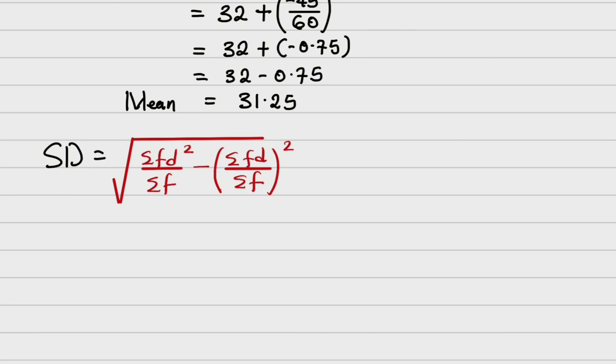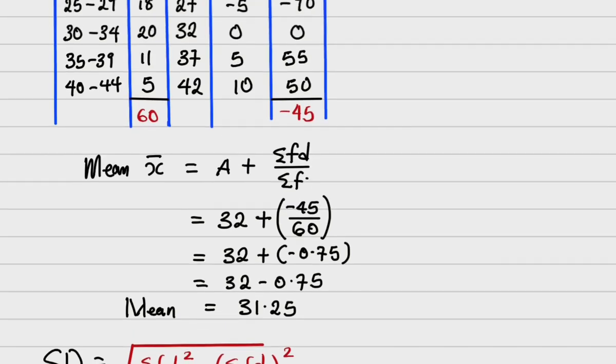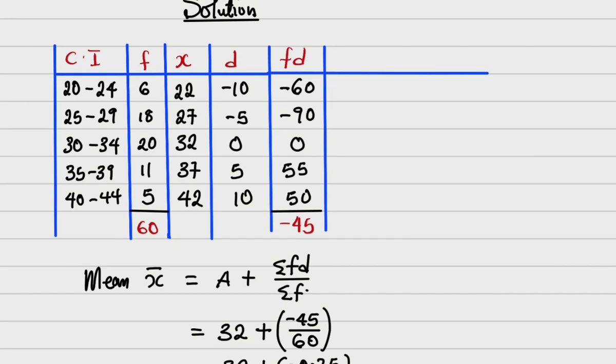Now, from this formula, you could see that we actually need a column for d squared and fd squared. So I need two more columns. So I'm going to add two more columns to this table. Therefore, if you check the screen, the columns are ready. So I'm going to have d squared, then I have fd squared. Now, let me fill this.